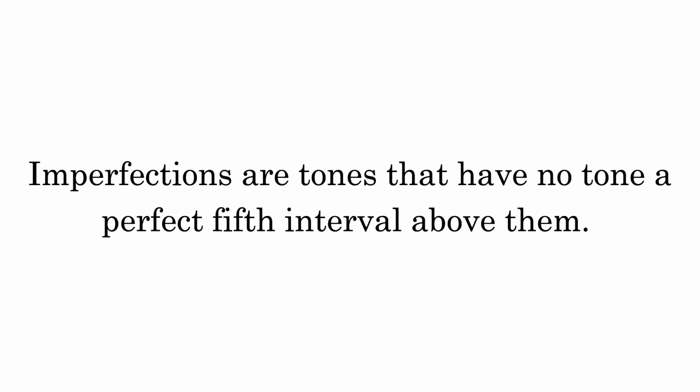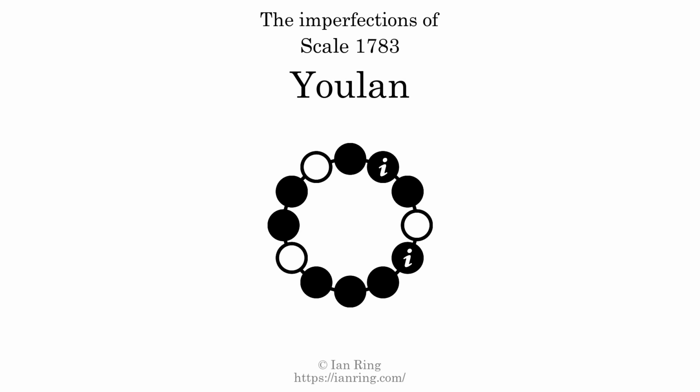Imperfections are tones that have no tone a perfect fifth interval above them. This scale has two imperfections. They are at positions here and here.